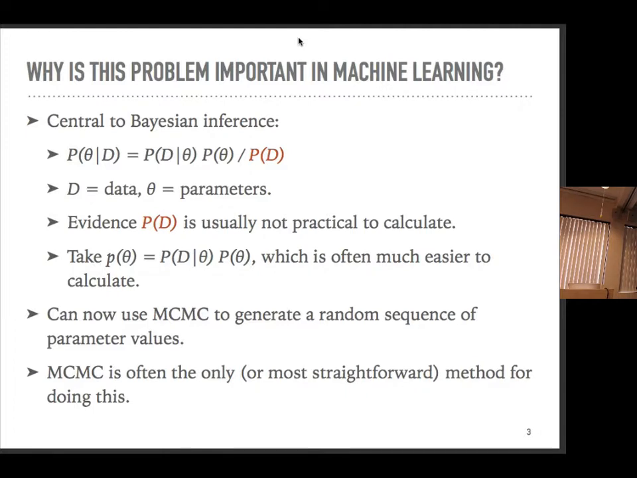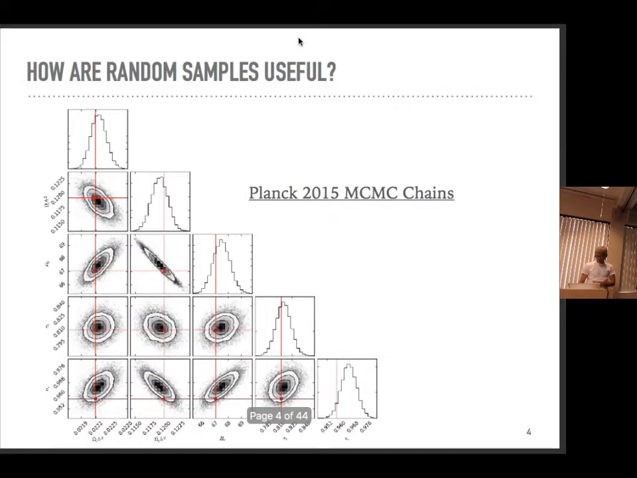And so now you can use Markov chain Monte Carlo to generate a random sequence of parameter values. Often this is the only, or at least the most straightforward, way of doing this. Sometimes there are fancier, much more efficient methods, for example the variational methods that I mentioned in the introduction. But you can always fall back on this. This is a workhorse that will always do the job if you wait long enough.